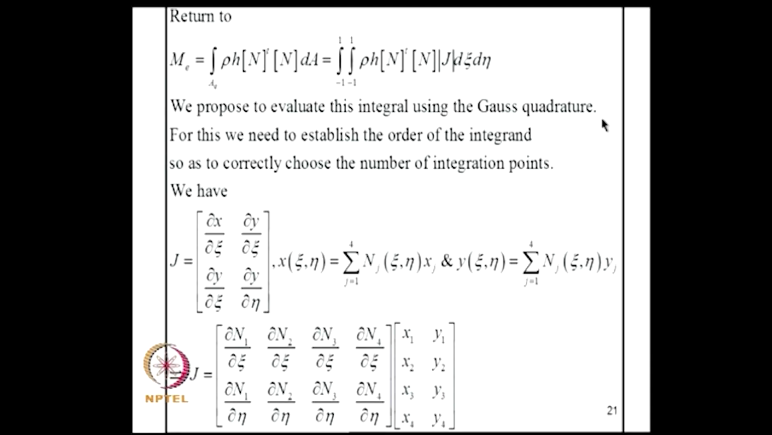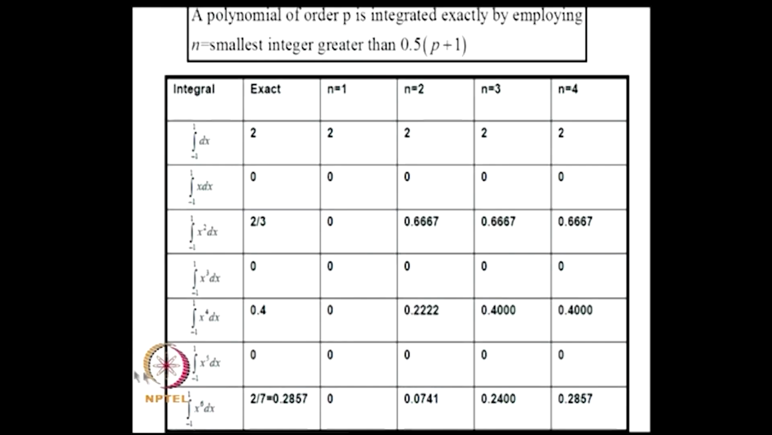To do that correctly, I should know the order of the function which is this integrand. That means, how does N transpose N into determinant of J vary with respect to eta and xi. If I know that, then I will be able to select correctly the number of integration points. Otherwise, as you saw here, if your integrand is x to the power of 6 and you happen to take n equal to 3, you will not get the right answer, you have to take n equal to 4. Because you know this rule, you will be able to make this choice.